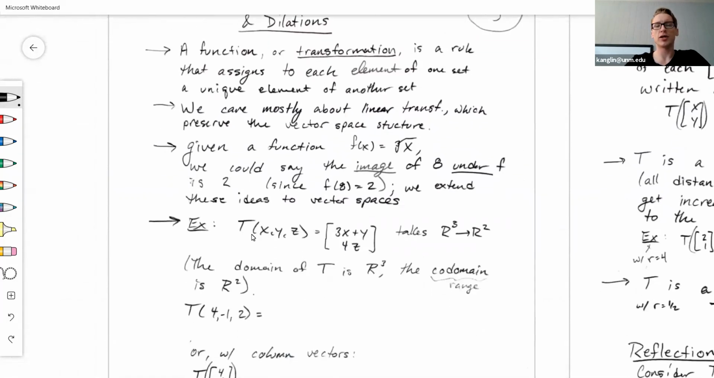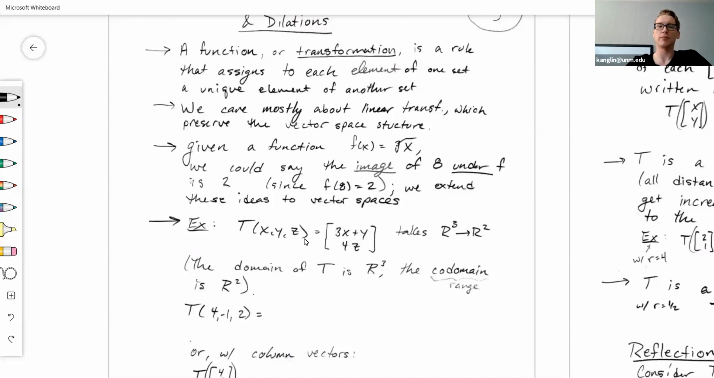If I look at the transformation T, defined by T of (x, y, z) equaling this column vector, where the first entry of the column is 3x plus y, so 3 of the x values you have plus the y value, and the second component is 4 times the z value of your input here. All we're saying is that this takes elements of the form (x, y, z), so elements in R3, to elements that really only have 2 entries, right? 2 real numbers as their components. So that's taking it to R2.